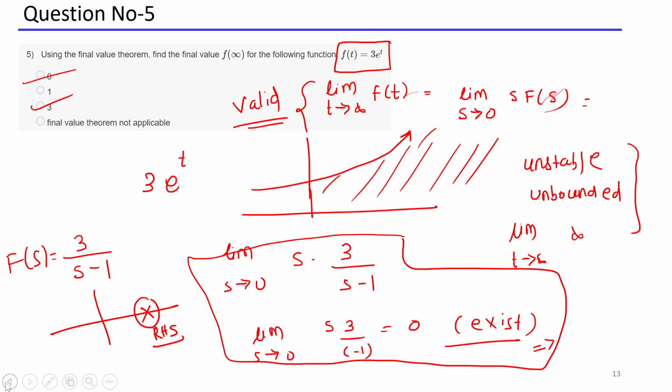You have to check, otherwise if you apply it, you will arrive at a wrong answer, because this formula is not valid. So the final value theorem is not valid, then this formula doesn't exist. Getting my point, sir?